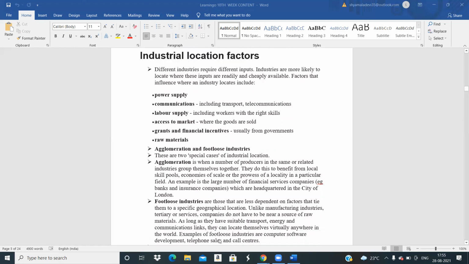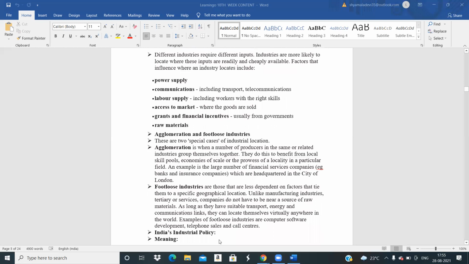Footloose industries are those which are not very specific to a geographical location. For example, computer software development, or telephone sales and call centers also. That means they are not dependent on factors that tie them to a particular location. Like, for example, if you take the iron and steel industry, it should be located in the area where iron ore is available. It cannot be set up somewhere else.